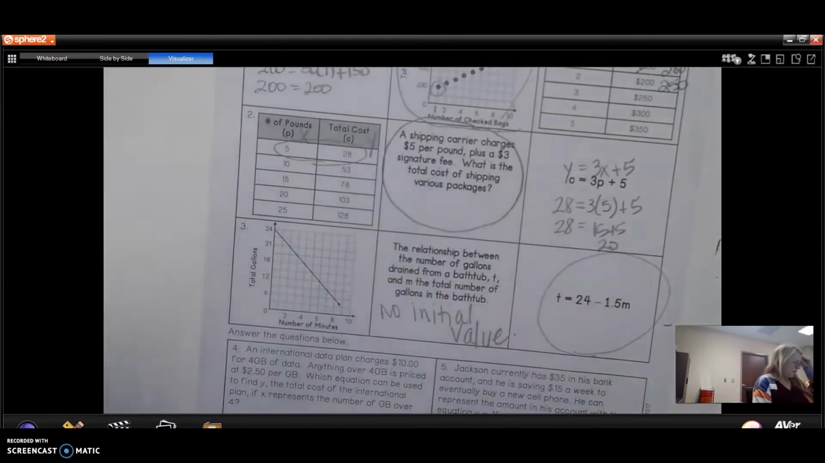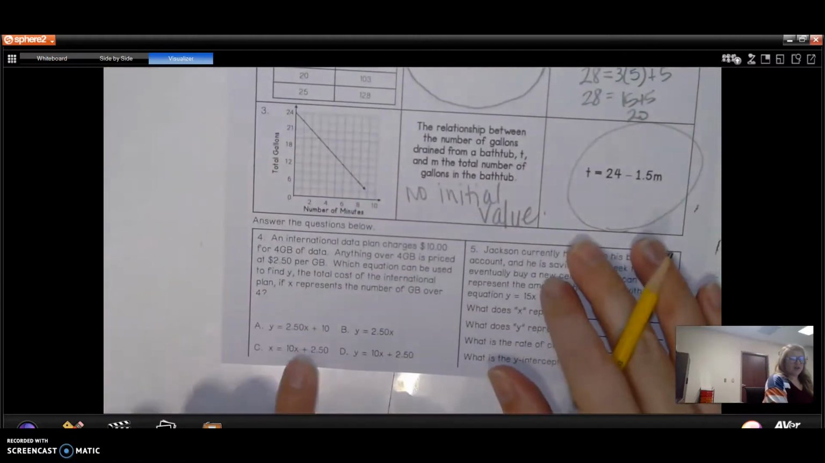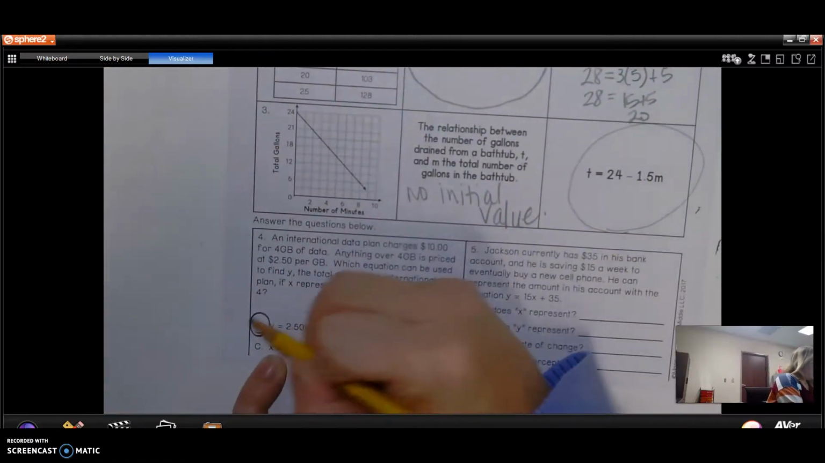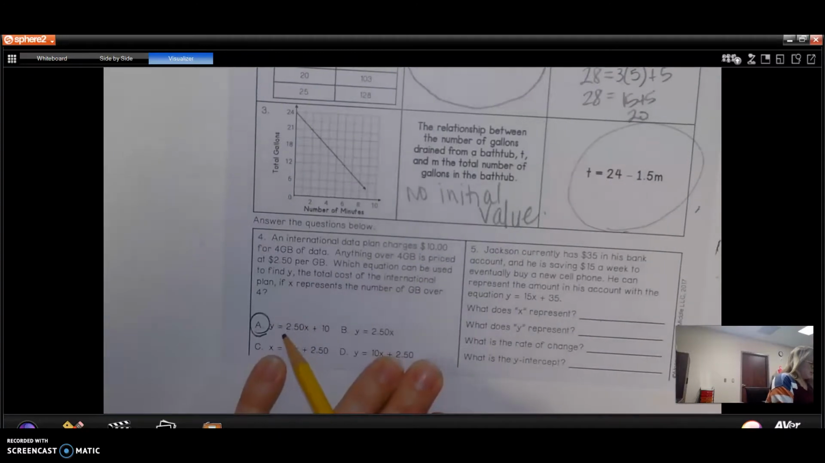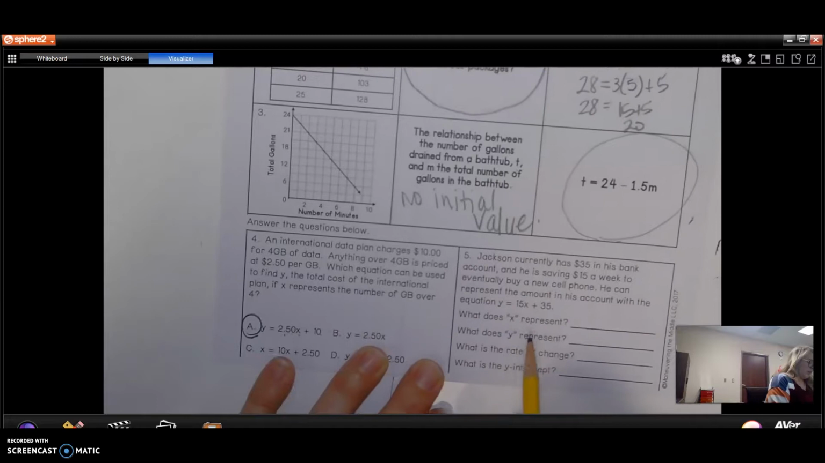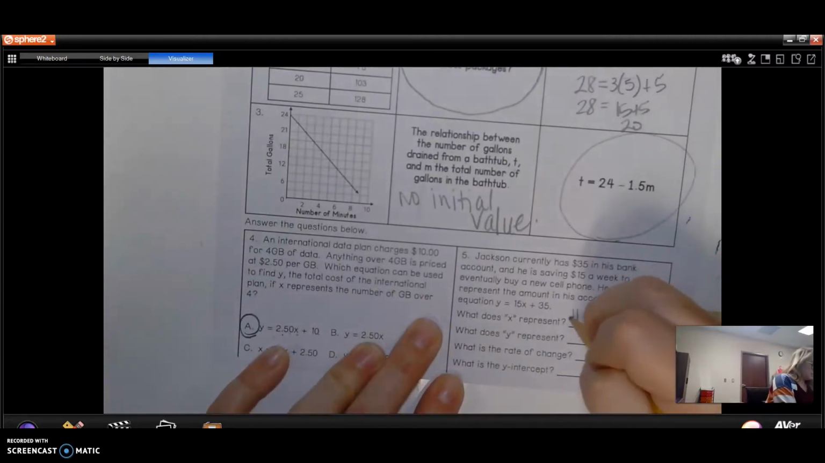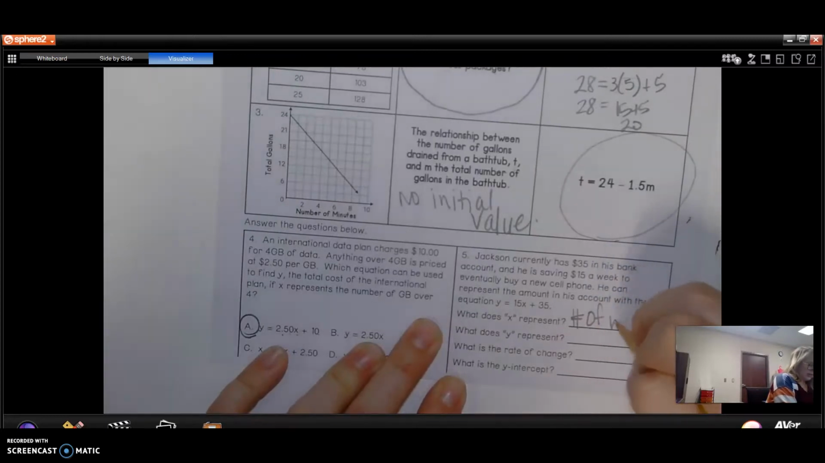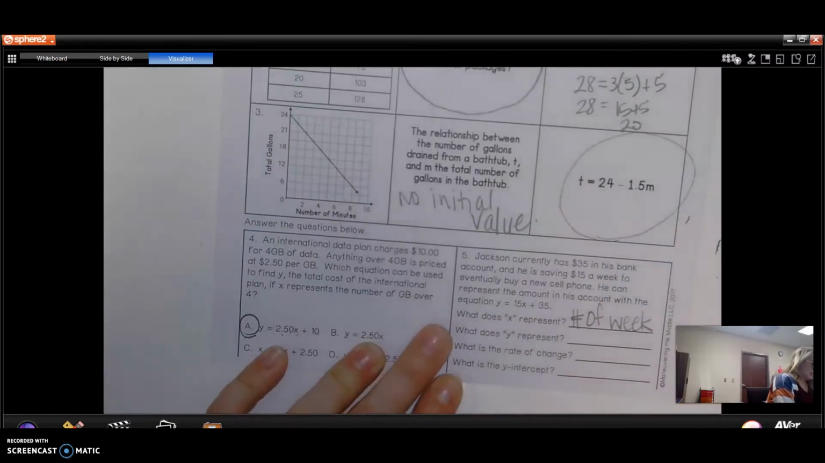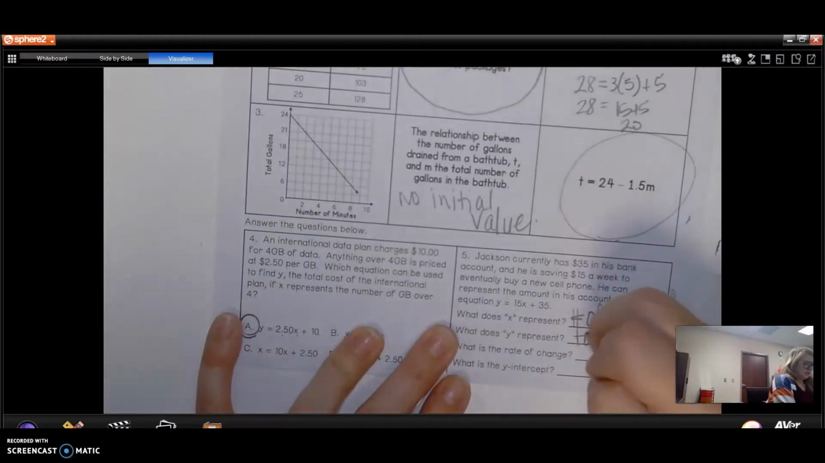Okay, I'm sitting at about 13 minutes, so I very quickly want to go over this with you. The answer to number 4 is going to be A, $2.50 per gigabyte plus a $10 fee for going over. And then for number 5, what does the X represent? Well, that's the number of weeks. And the Y represents the total amount saved.